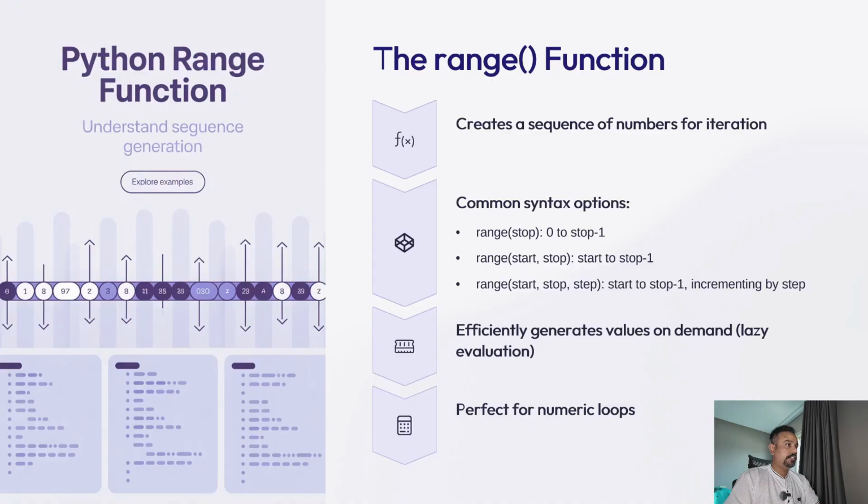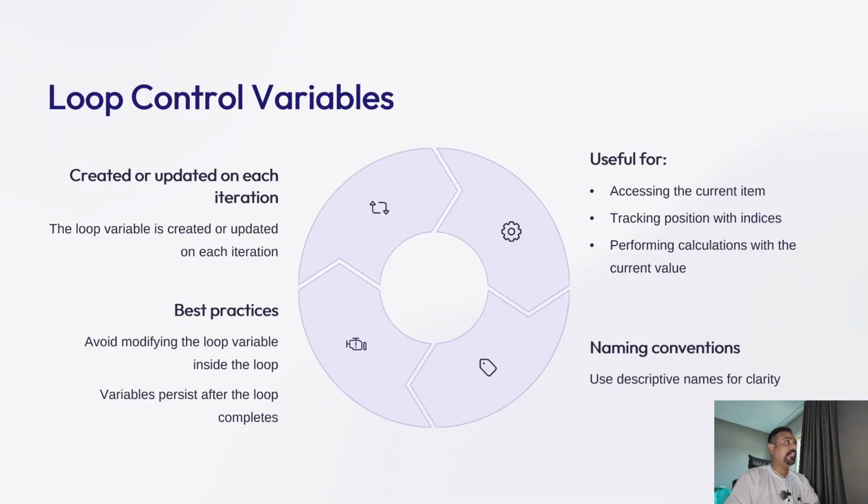Now, let's go ahead and understand the loop control variables. The loop control variable, sometimes also called the iterator variable, is a key component for loops. It takes the value of each item in the sequence during the iteration. Choosing descriptive variable names makes code more readable. For example, if we are working on an example where we are trying to identify the temperature, we can use the temperature while iterating through the temperature readings.